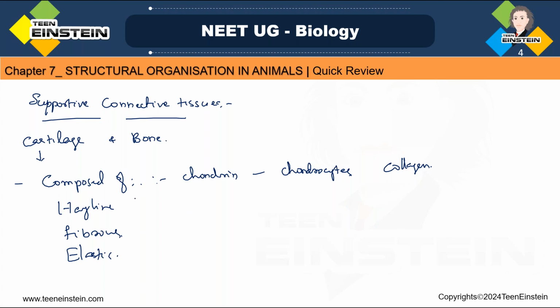Hyaline cartilage is there in the larynx, nasal septum, tracheal rings, costal cartilage, and it is found at the end of bones. That's about hyaline cartilage. So you can see it in the larynx, nasal septum, and tracheal rings. And what about fibrous cartilage?